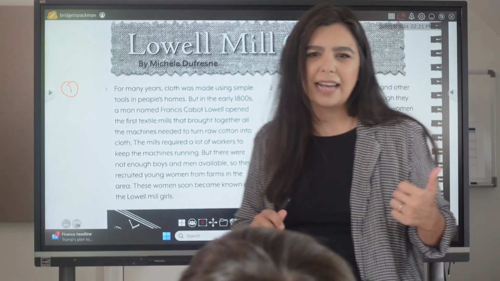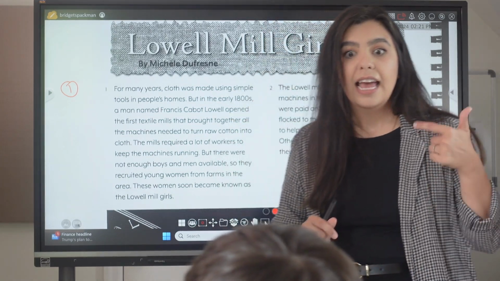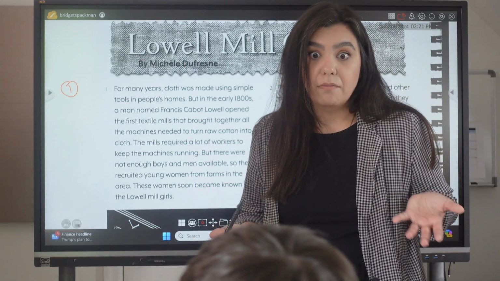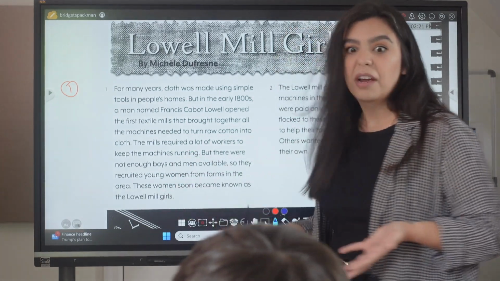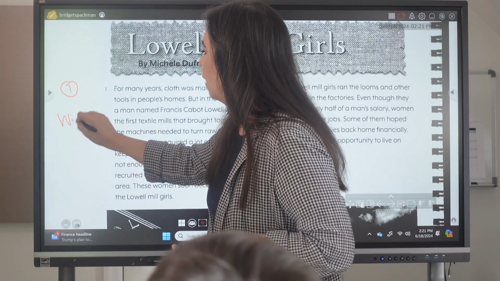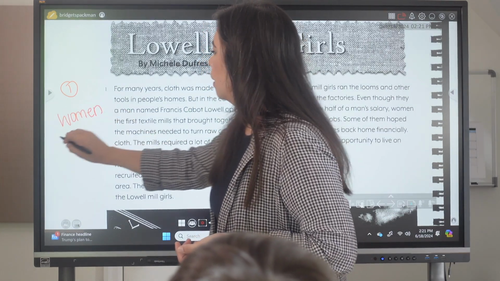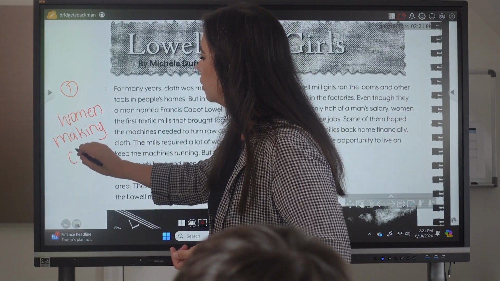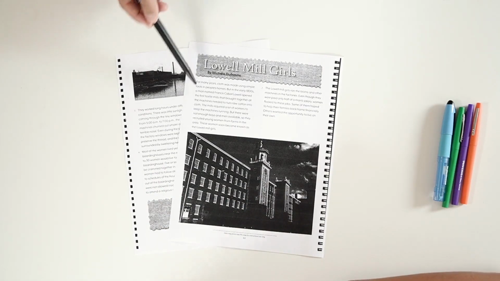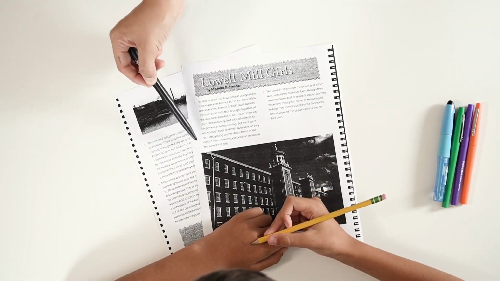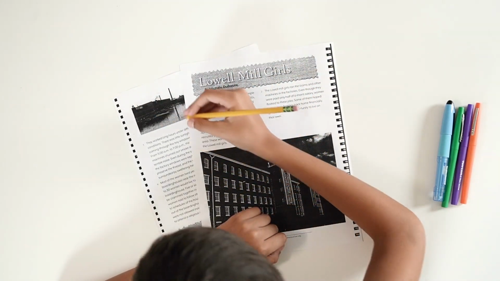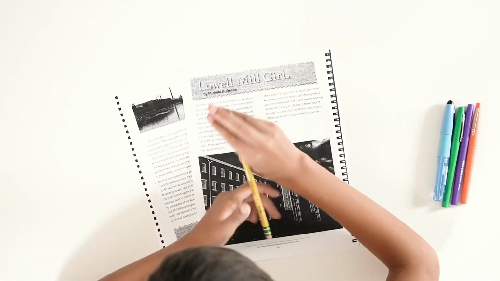Because that hits on the fact that the women in the 1800s, they're making cloth in this factory, and it's women, it's not men and boys, right? So that's what I'm going to write down. I'm going to write women making cloth. And what I want you to do is I want you to pick up your pencil and I want you to do the same thing kind of off to the side here for yours. So you're going to have to write kind of small, or you can turn your paper around so that you can write it off to the side. So women making cloth.